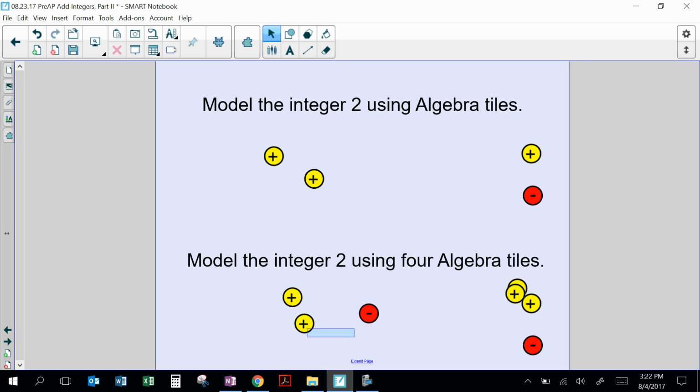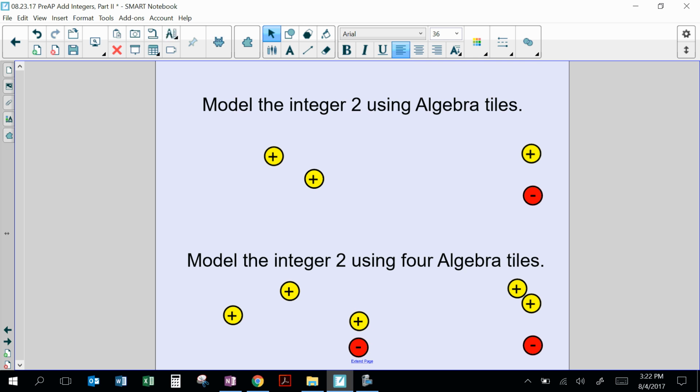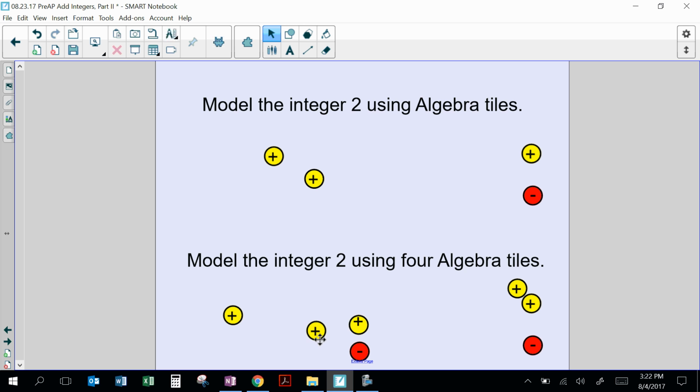If I put this one, this 0 pairs out, so it's equal to 1. If I put this here, these two make a 0 pair and cancel out, and I'm left with 2. Oh, I'm done. So I modeled the integer 2 using 4 algebra tiles, and these are the 4 algebra tiles I used. This is to see if you still remember what 0 pairs are.